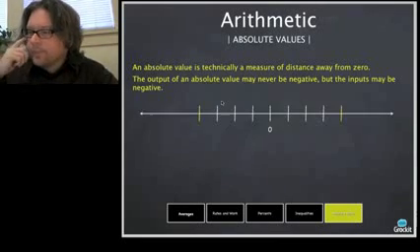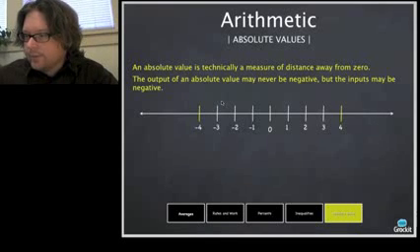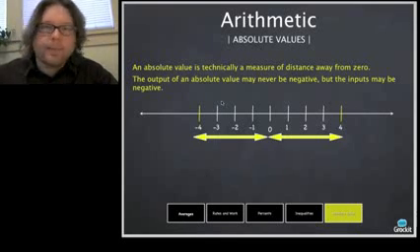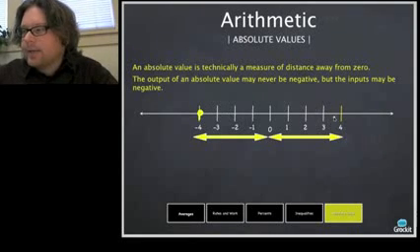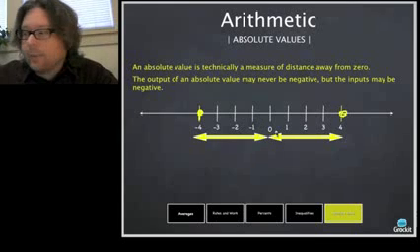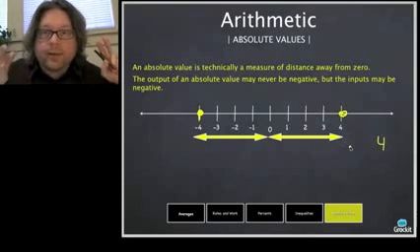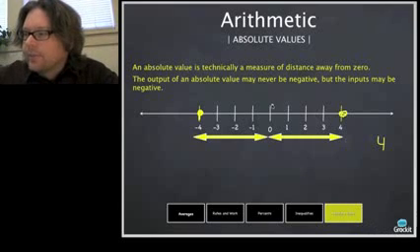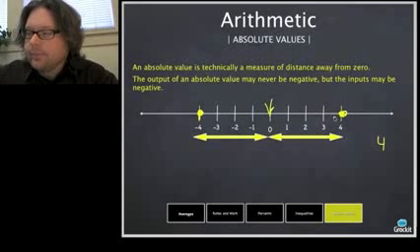So, for example, these two numbers, -4 here and +4, have the same absolute value. They both have the absolute value of 4 because they're both 4 units from the center, from 0 on the number line. So they would have the same absolute value.